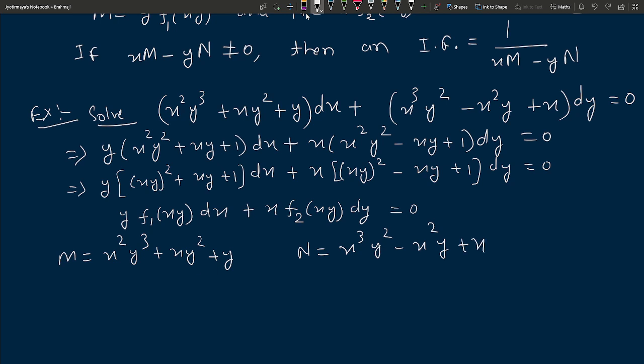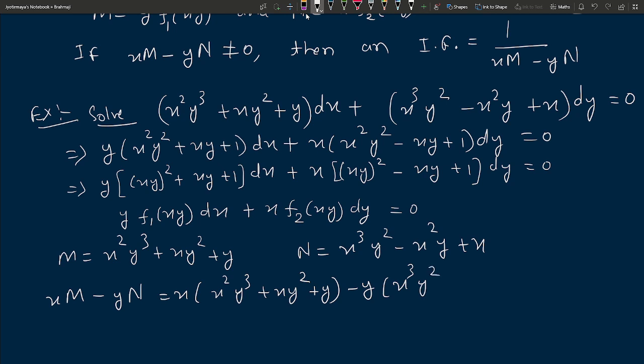I will verify x into m minus y into n. X multiplied with m minus y multiplied with n. So x into m. What is m? M is x square y cube plus x into y square plus y, minus y into n. What is n? X cube into y square minus x square into y plus x.